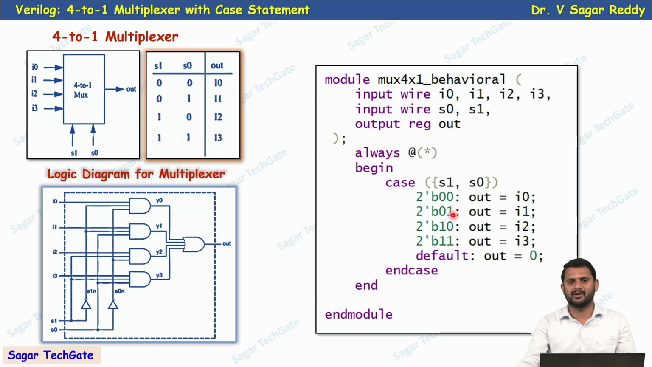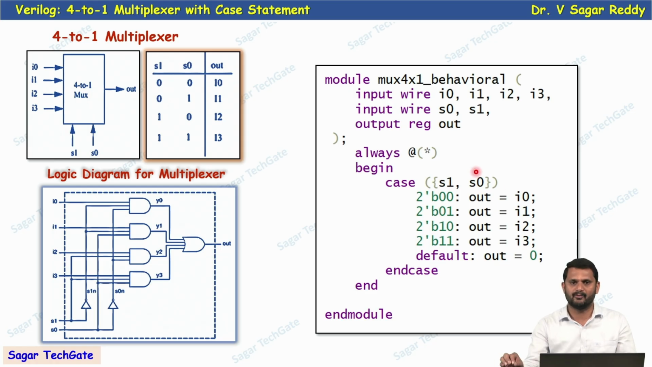So 2'b01: if S1 is 0 and S0 is 1, then out equals I1. In the same way, if S1 S0 is 10, then out equals I2. If S1 S0 is 11, then out equals I3. Default: if the expression is not matched with any items mentioned in this list, then the default out value is 0.